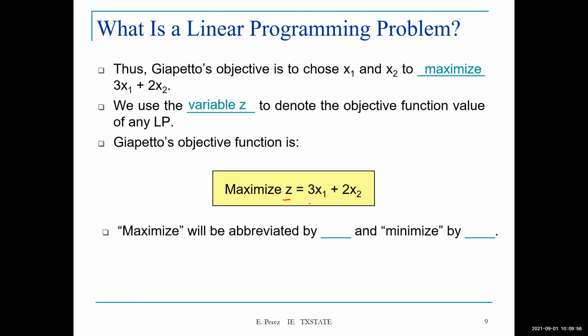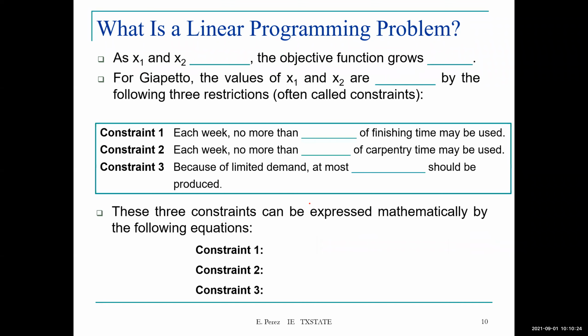Maximize will be abbreviated by max and minimize by min. That's a common notation or common abbreviation if you use any of the software packages that are designed to solve linear programming models. When you code the model, you will type max or min because it's adopted already by the industry. So if you see max, you're maximizing. If you see min, you're minimizing.